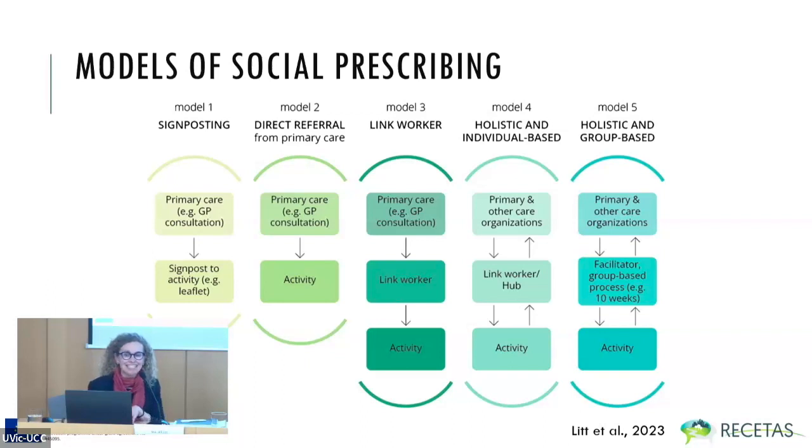Then you move along this continuum, and every stage has a little bit more support. At model 2, you have a little more consultation, a little more discussion about how to activate these activities, but you're still really on your own. You don't have the social support following you through this process. Then models 3 and 4 introduce the notion of a link worker. This is very centric to the United Kingdom and the model that is most prevalent there, where you have a link worker working with providers and the patients.